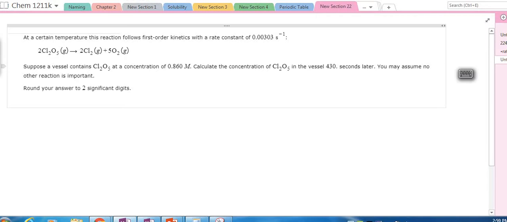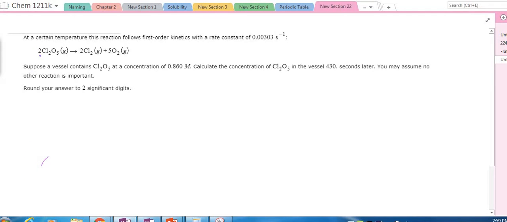Okay, here is an ALEKS problem that deals with first order kinetics, and it gives us a rate constant right here. It is using this chemistry that we have right up here, where Cl2O5 is going to react and give us chlorine, Cl2, and oxygen as well. It gives us the Cl2O5 at a concentration of 0.860 molar, and then wants us to calculate the concentration of Cl2O5 in this vessel 430 seconds later.